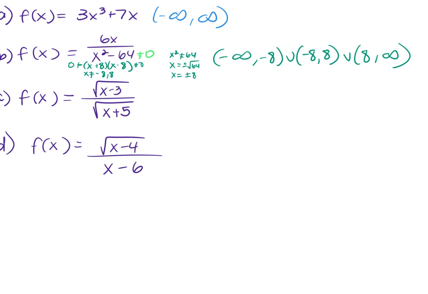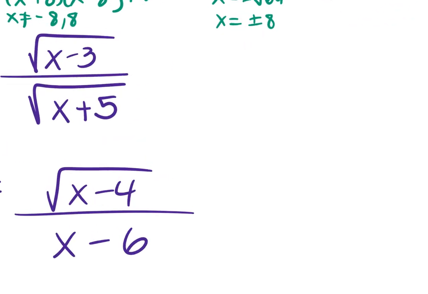All right, now in C, what are you looking at? Square root in the denominator and in the numerator, right? So in the numerator, it has to be greater than or equal to 0. So x would have to be greater than or equal to 3. And in the denominator, it cannot equal 0. It's got to be greater than 0. So x has to be greater than negative 5.